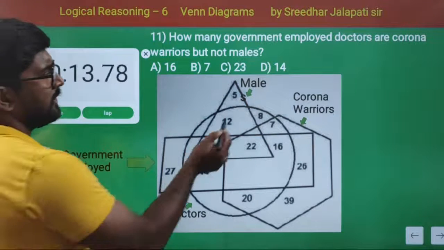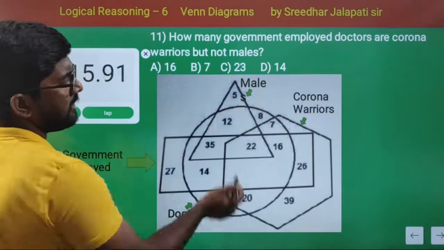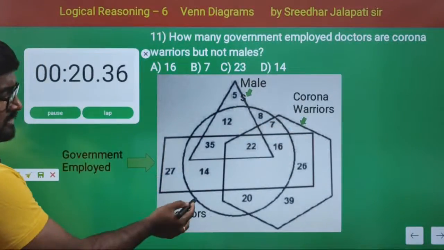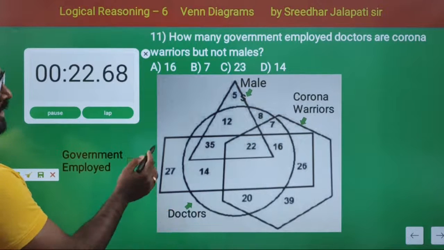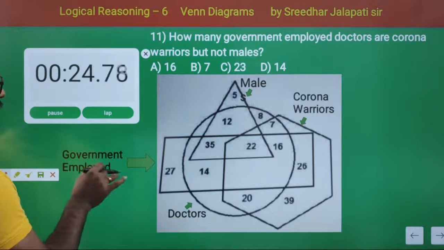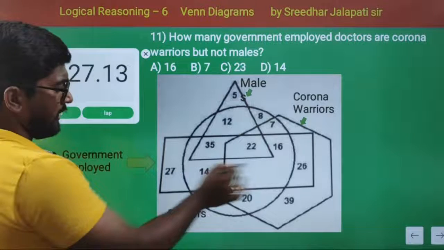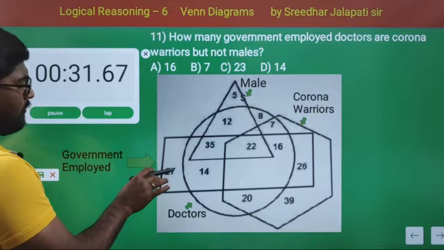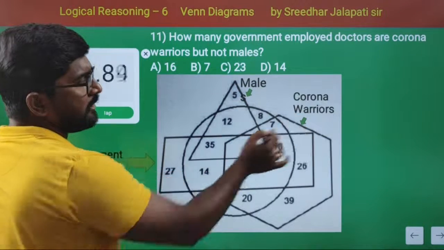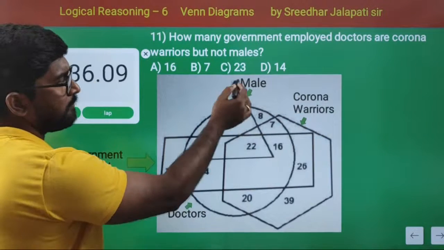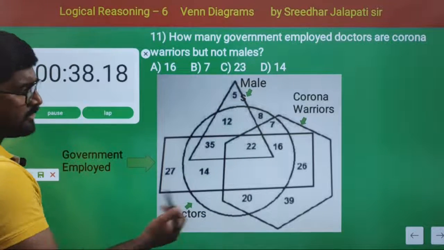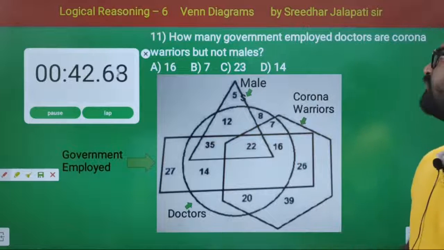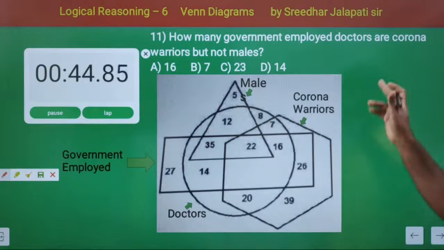Let me tell you, here the triangle represents males, the hexagon represents corona warriors, the circle represents doctors, and this rectangle represents government employed. Rectangle, you can see the arrow marks here, right? This rectangle government employed, hexagon corona warriors, triangle males, and circle doctors. Read the question and find out the region which satisfies this question.